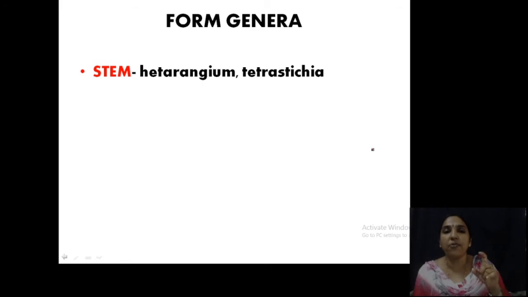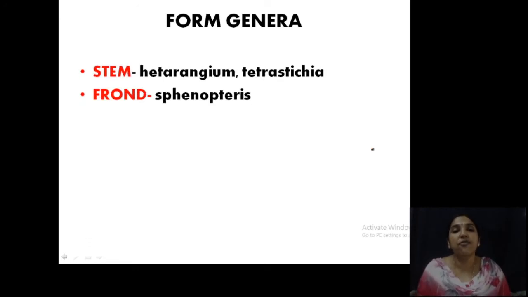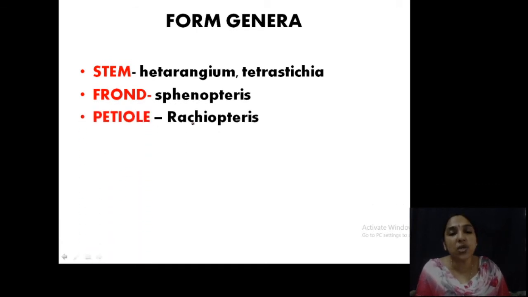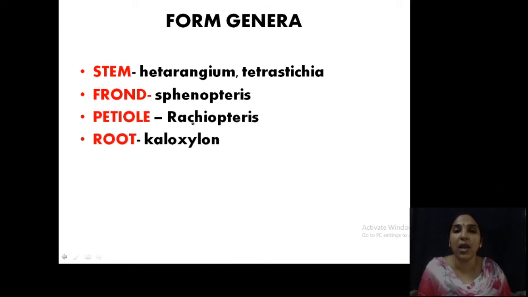Stem genera of the Lyginopteridaceae are known as Heterangium and Tetrastichia. Then the frond genus is known as Sphenopteris. Usually the term pteris is applied to frond or leaves. Then the petiole is Rhachiopteris, and then the root is Kaloxylon.